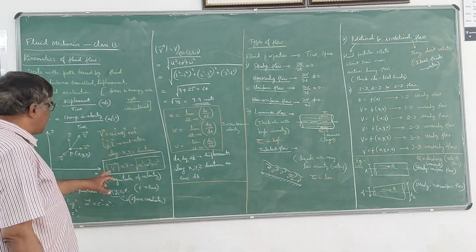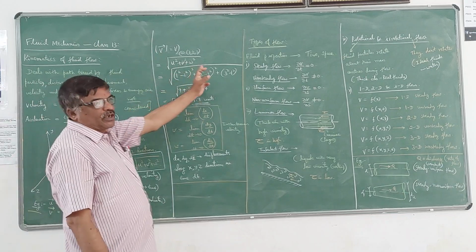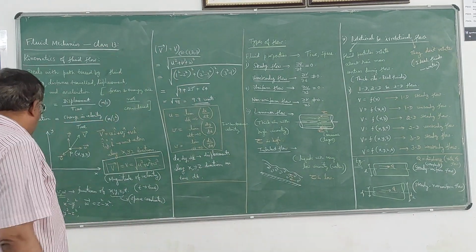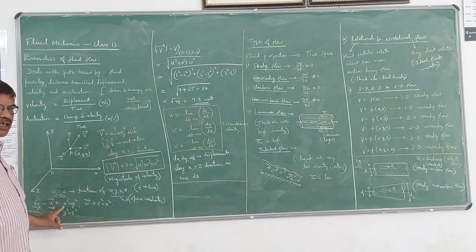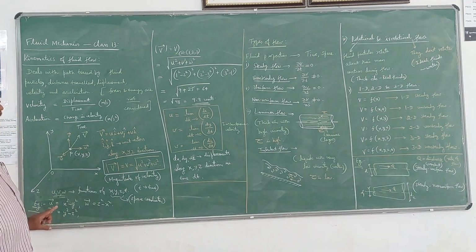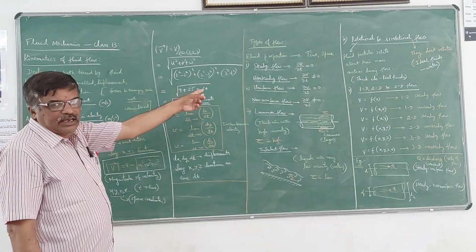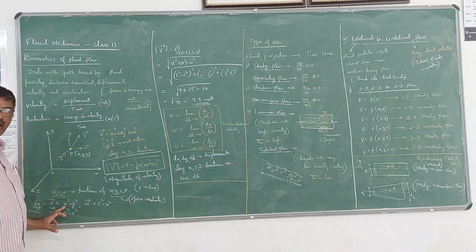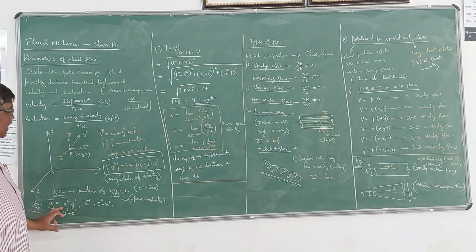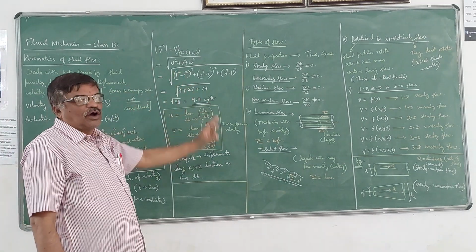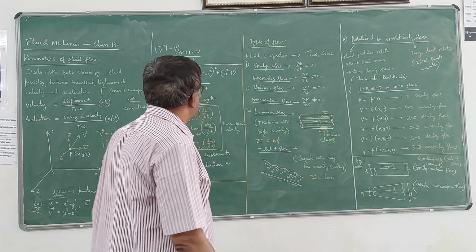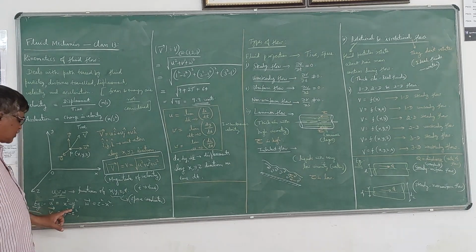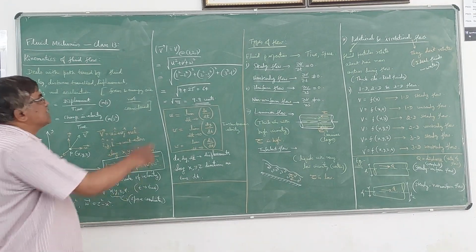Now if you want to find the total velocity at a point (1, 2, 3), so x is equal to 1, y is equal to 2, z is equal to 3, how to find that? Given the expressions for u, v, w, and given the point x, y, z, you can always calculate the components by substituting the values of x, y, z in these expressions, and then using the equation root of u square plus v square plus w square.